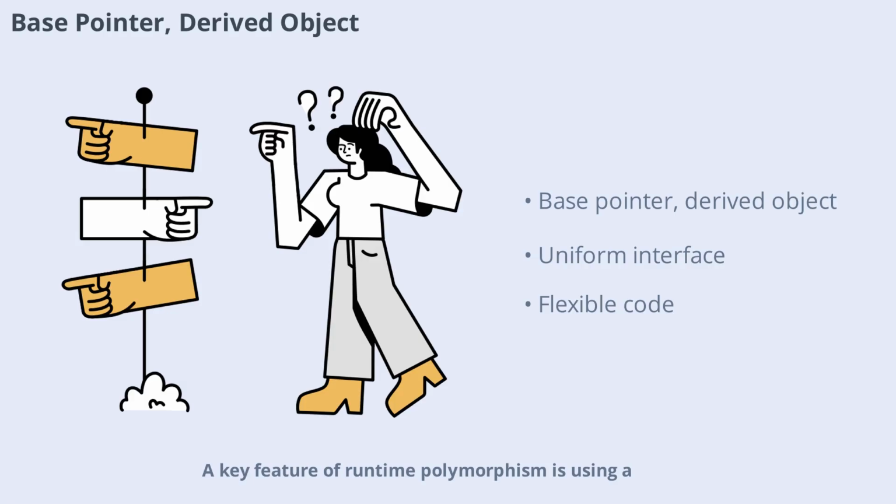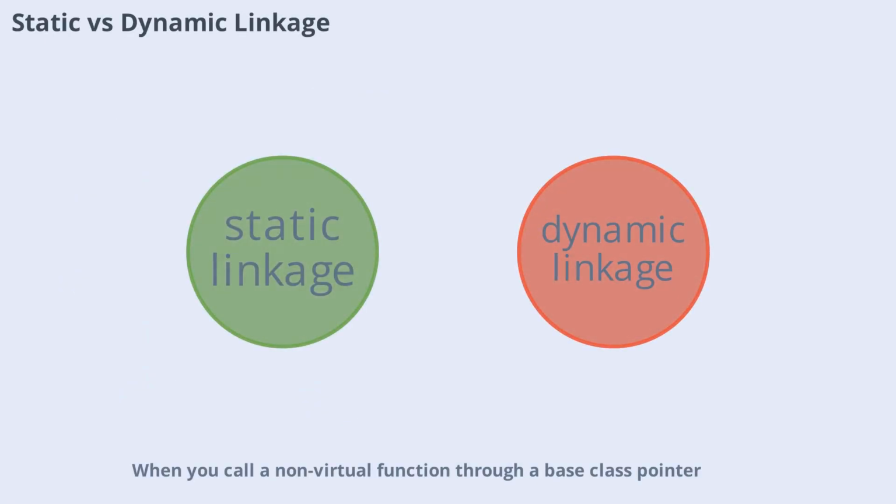A key feature of runtime polymorphism is using a base class pointer to refer to a derived class object. When you call a virtual function through this pointer, the derived class's version is executed. This allows your code to work with objects of different types in a uniform way, making it easier to manage complex systems. When you call a non-virtual function through a base class pointer, the base class version is always called.